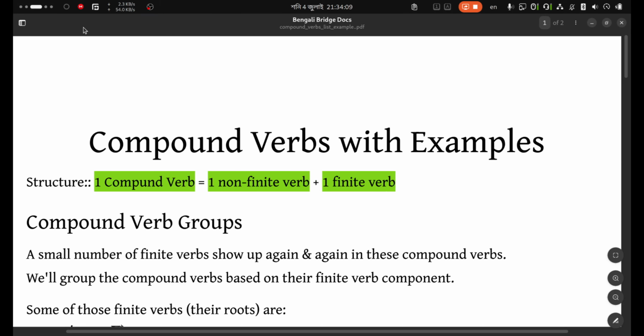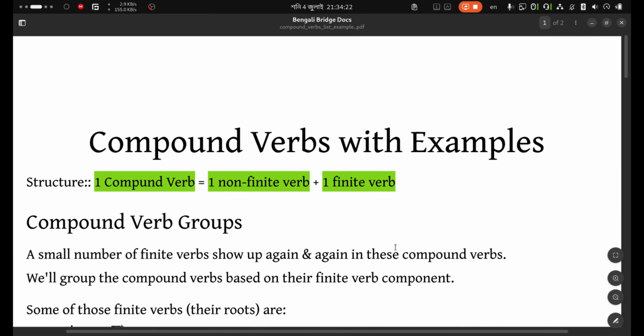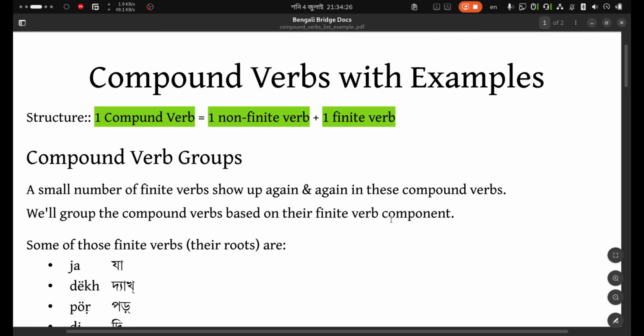And today's lesson is about compound verbs with examples. We will see some examples of compound verbs. Compound verbs are a very important part in Bangla. It's like the phrasal verbs in English.